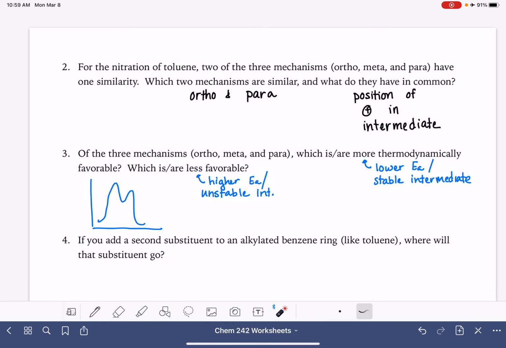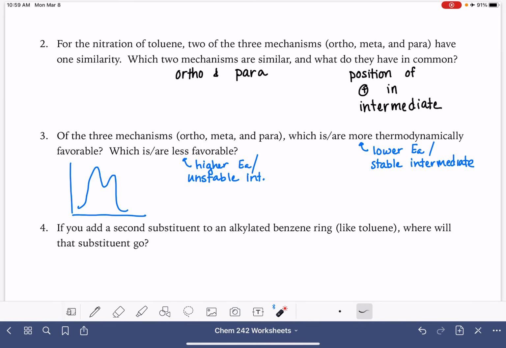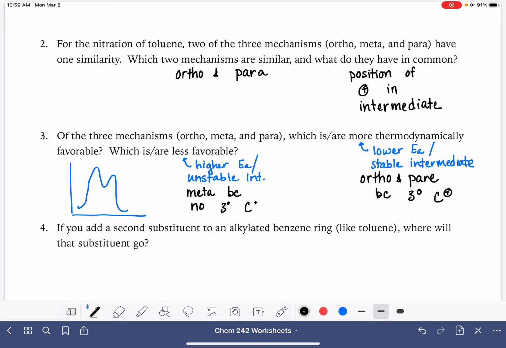So how do we answer this question? Which are more thermodynamically favorable? Ortho and para mechanisms are more favorable because of the tertiary carbocation intermediate. And then the meta mechanism is less favorable because it has no tertiary carbocation.